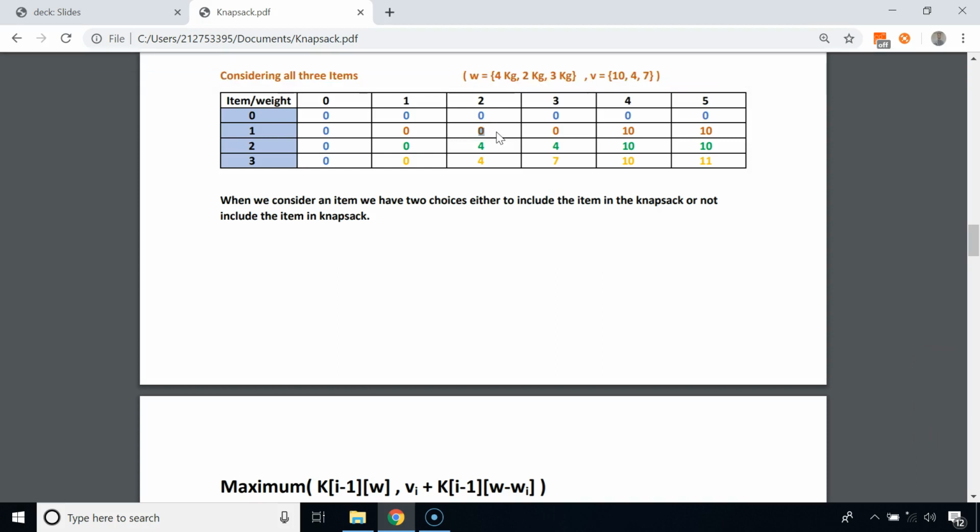Now why did we go back 2 columns? Because we will be adding the weight of the second item, which is 2 kg. That's why we went back 2 columns. Now the maximum out of 4 and 10 is 10. That's why we will store 10 at this cell.